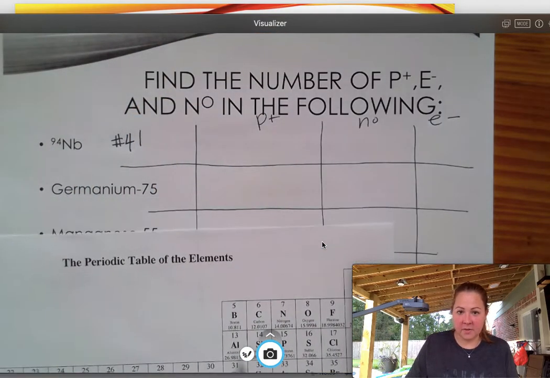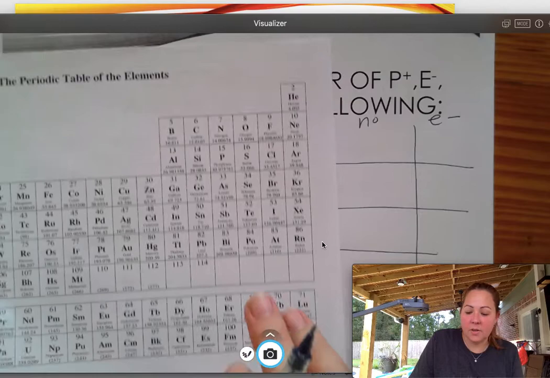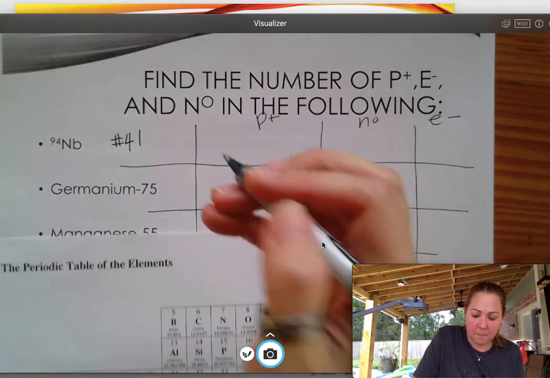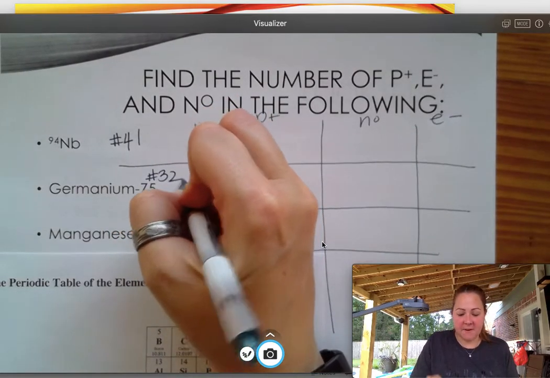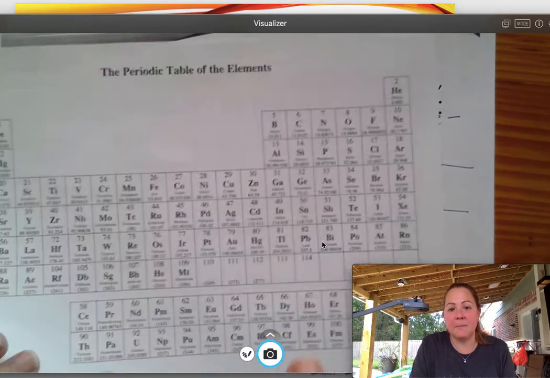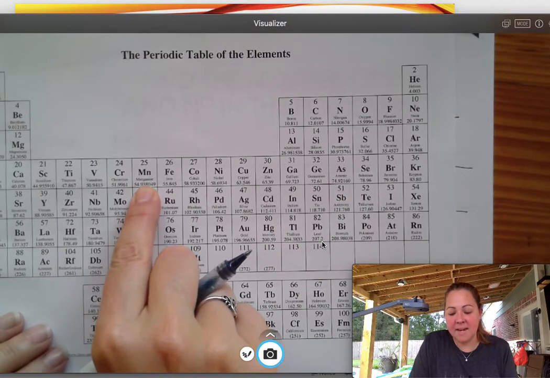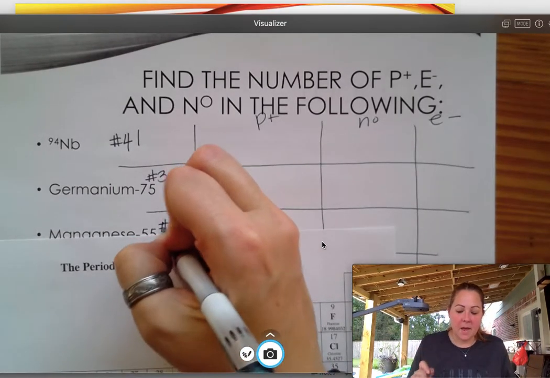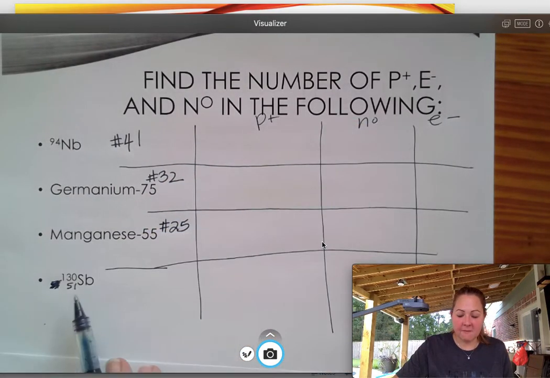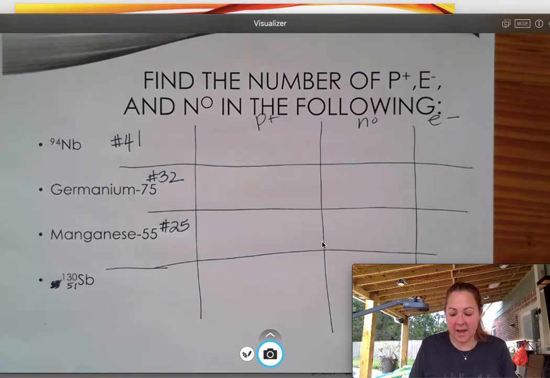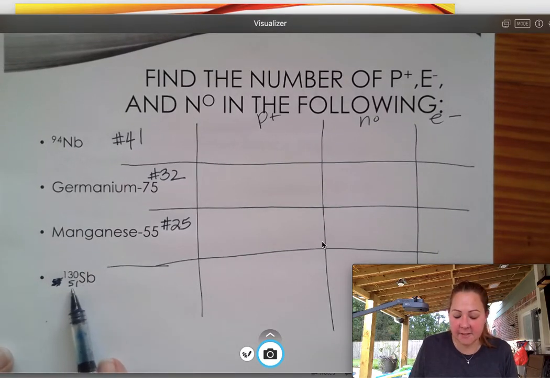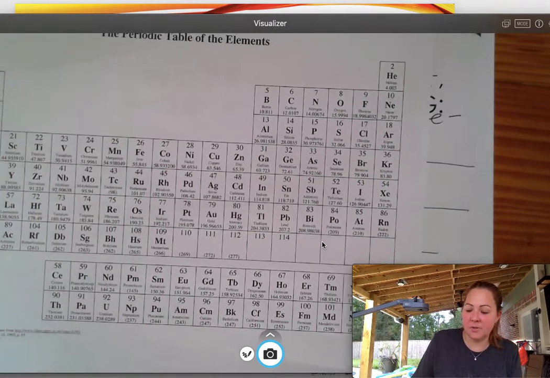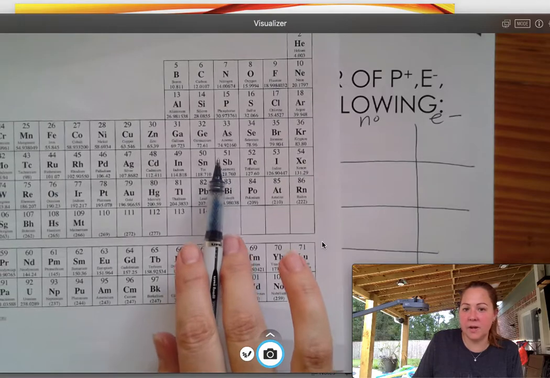Germanium, we're going to look that one up on the periodic table. When we look this up on the periodic table, germanium is number 32. Manganese 55, again, I'm going to find manganese on the periodic table. Manganese is number 25. And then lastly, I have antimony 51. Hey, lucky for us, we don't have to look that number up because they give us the atomic number. If you wanted to verify, antimony is right here. It's number 51. So we don't have to worry about that.